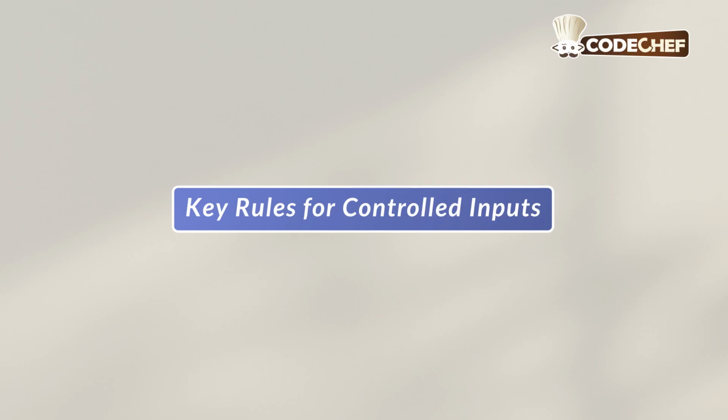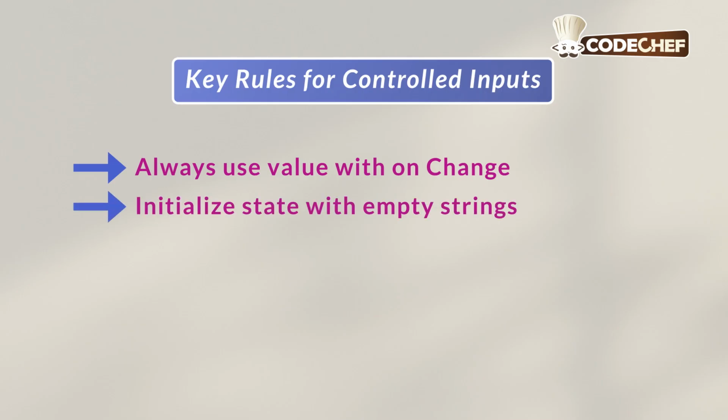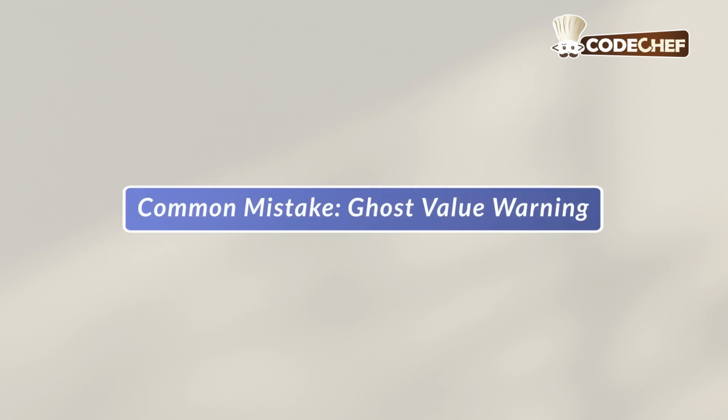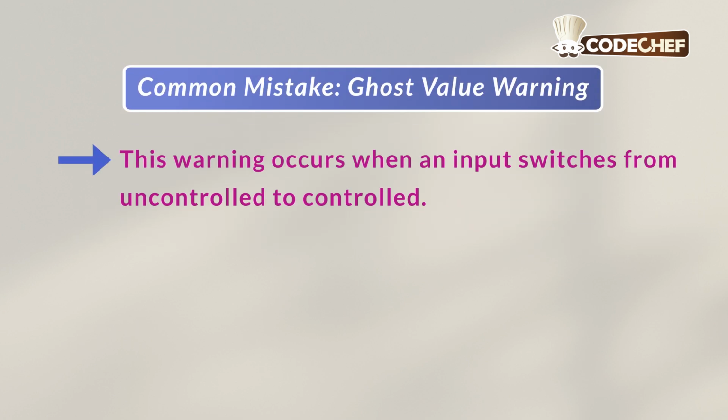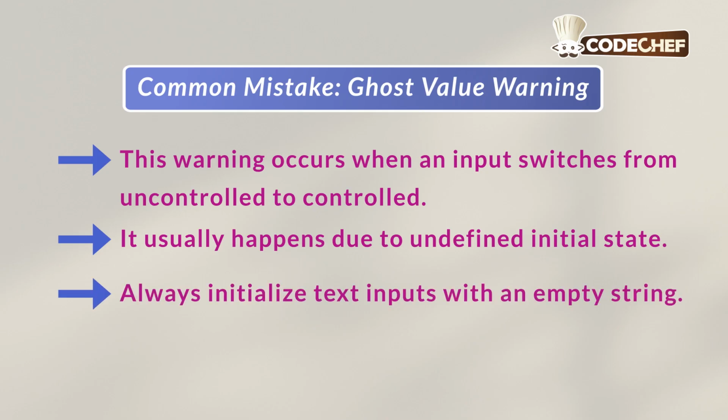There are a few important rules to follow when working with controlled inputs. Always pair the value attribute with an onChange handler. Inputs should never start with undefined values, and updates should always happen through state and not by directly modifying the input. A common warning you may see is when an input switches from uncontrolled to controlled. This usually happens when state is not initialized properly. For text inputs, always start with an empty string. This avoids unexpected behavior and warning messages.